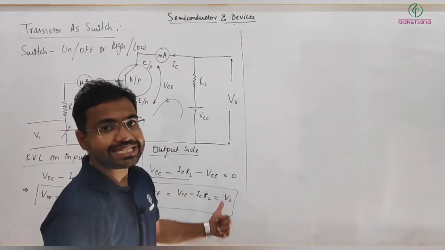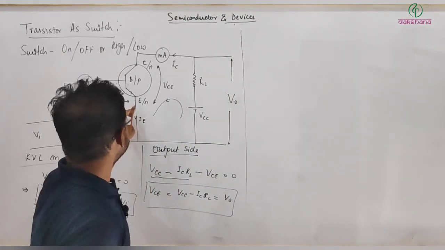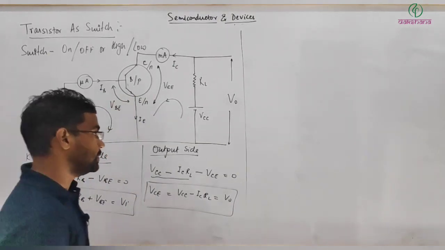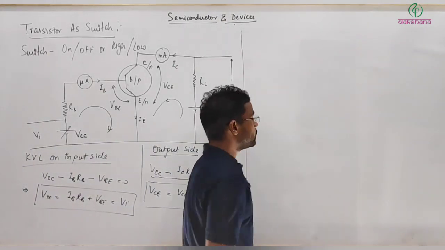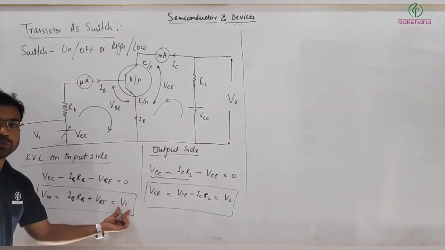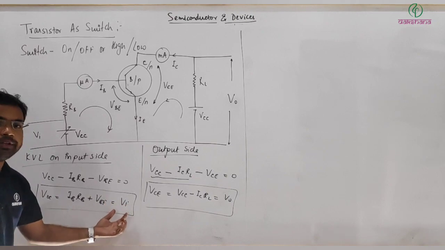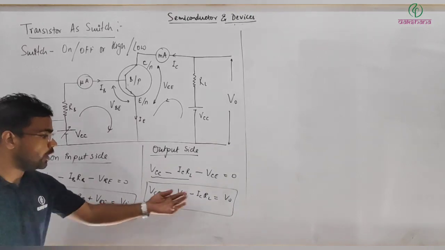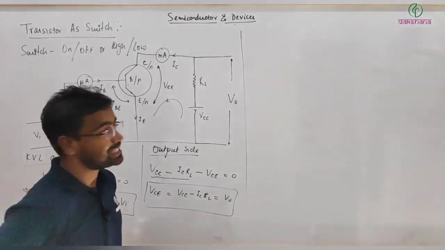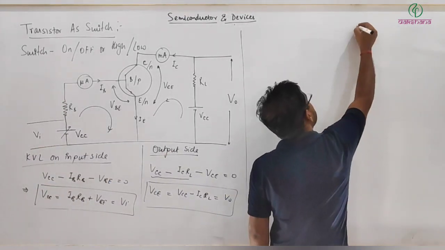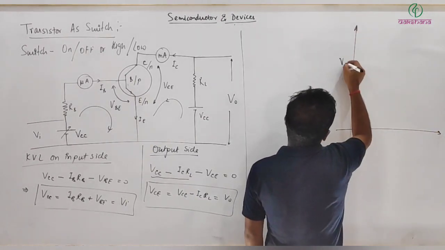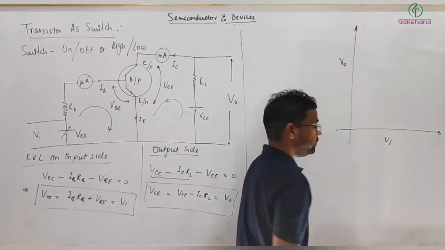Now let's understand how exactly this system or transistor here is acting like a switch. The point is, here we change this input voltage. Let's see the behavior of input and output voltages. If we are changing input voltage, how does the output voltage change? So here I am drawing V output versus V input.